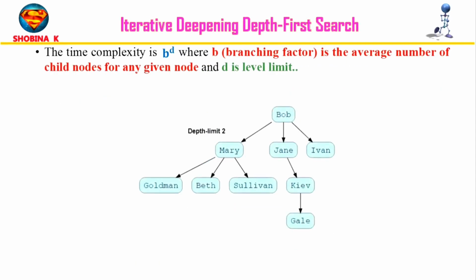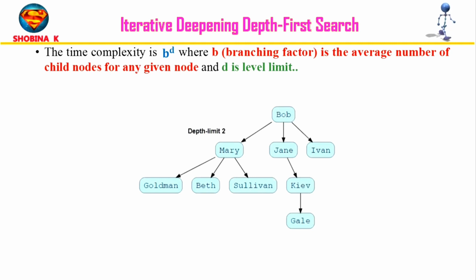The time complexity of IDDFS is b^d, where b is the branching factor, which is the average number of child nodes for any given node, and d is the level limit. And this algorithm repeatedly applies the depth limited search with increasing limits. It gradually increases the limits from 0, 1 and up to d until the goal node is found. And the nodes at the bottommost level, which would be the level d, will be expanded exactly once. Whereas the nodes on the level d-1 will be expanded twice. And the root node of our tree will be expanded d plus 1 times.